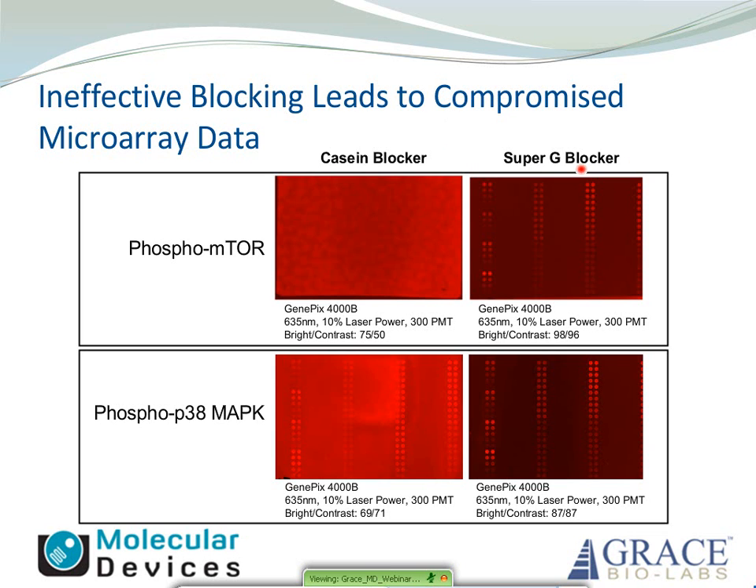In the case of mTOR, the data are completely obscured when casein is used as the blocker due to the very high background. The data is similar for the P38 MAP kinase, where the signal-to-noise is significantly diminished with the casein blocker. In both cases, the use of the appropriate blocker for this surface improved the data considerably.